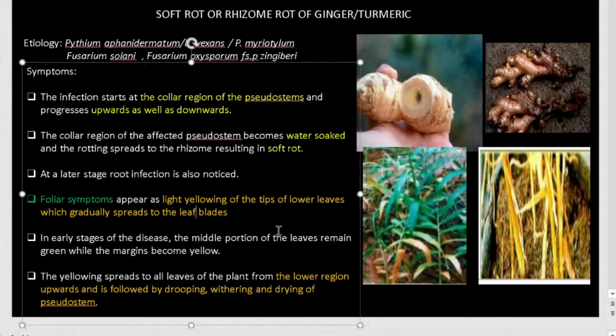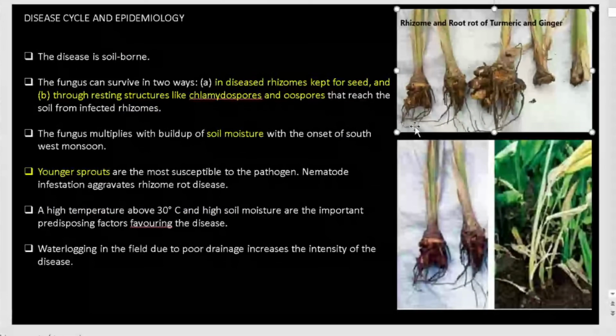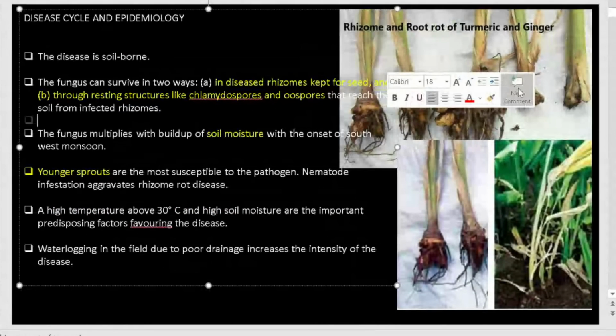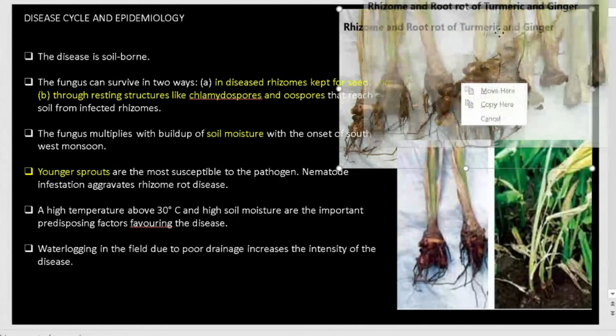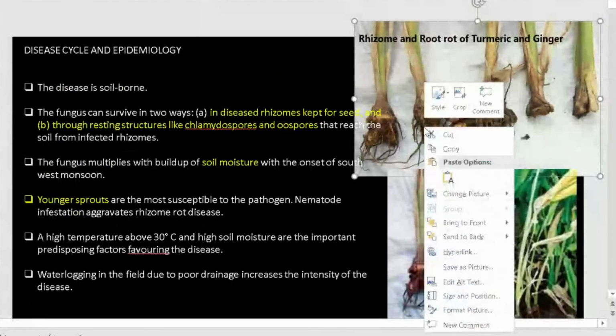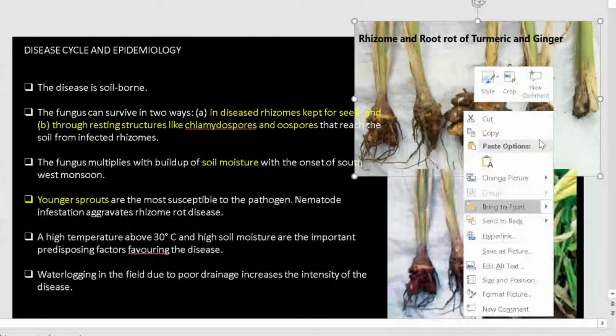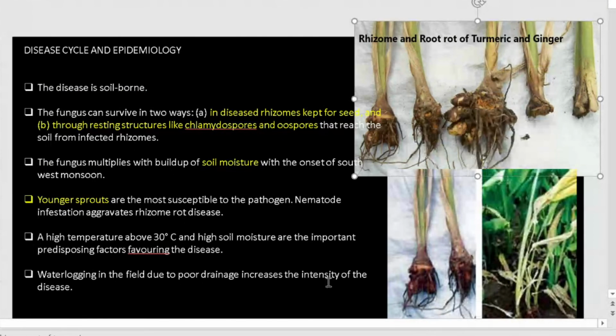In case of Fusarium, you know about light yellowing of the tips. Generally, yellowing is initially seen on the lower leaves, and it gradually proceeds to the upper leaves, and drooping is more pronounced on the lower leaves. When this problem is in the field, one can easily take out the plant, because the rhizome can be easily detached.